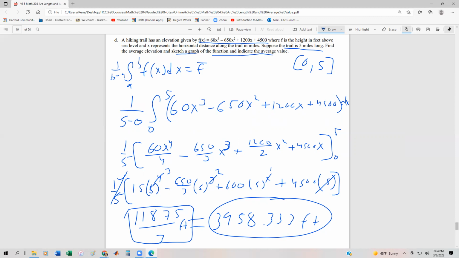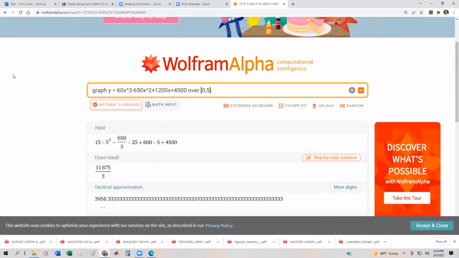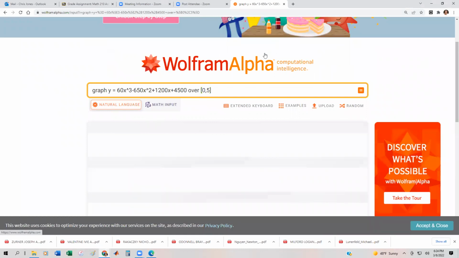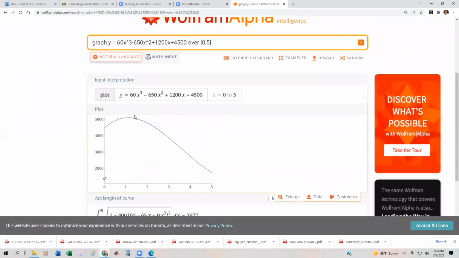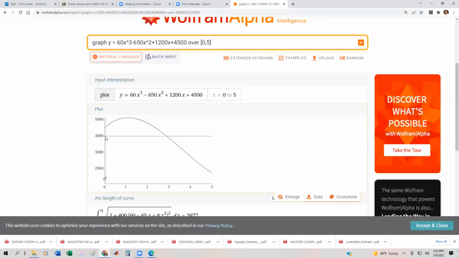So again, let's go back to Wolfram Alpha and let's just sketch the graph. If we sketch the graph of this, this is what the function looks like. So we go up the hill and then we're rapidly going down the hill. However, the average value was about 3,900. So 3958, almost 4,000. So the average value would be right around here, if you're thinking about the average height or the average elevation.